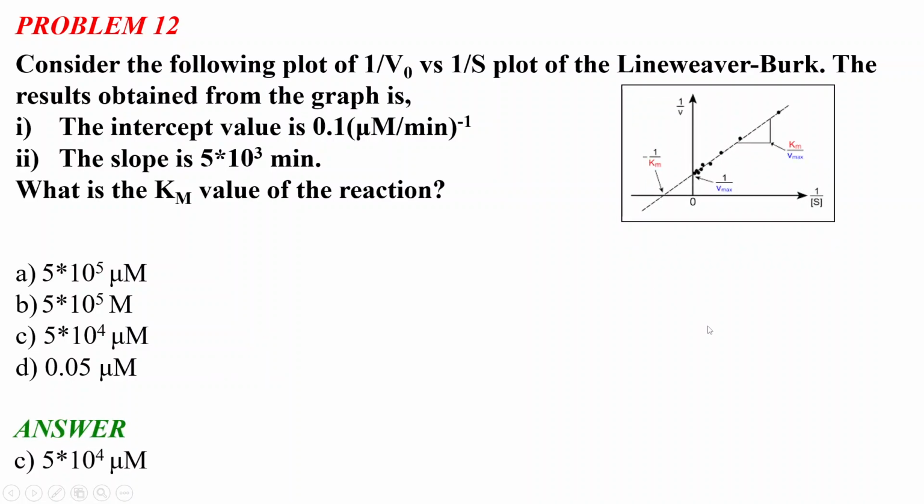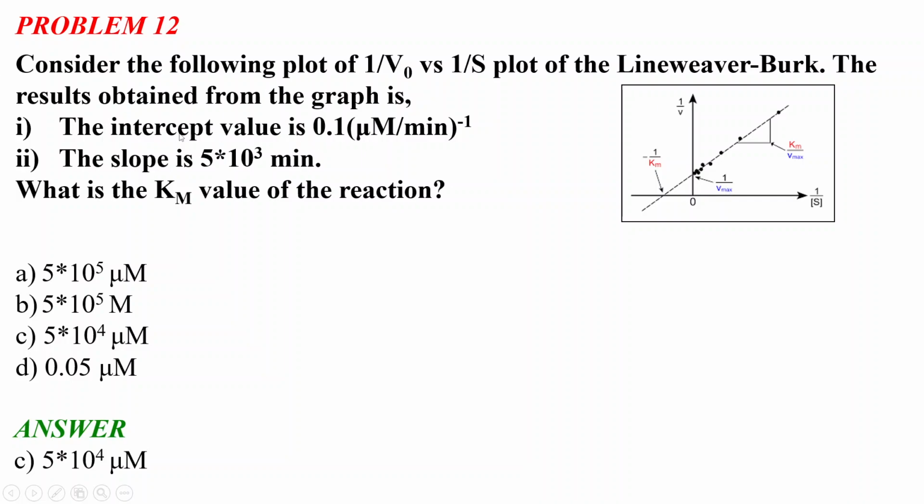And this is the Lineweaver-Burk plot. This kind of questions from the graph are very easy to answer if you just remember the specific values: on the y axis we are plotting 1 by V, on the x axis we are plotting 1 by S, and the slope of this line is Km by Vmax, and the value of the intercept is 1 by Vmax.